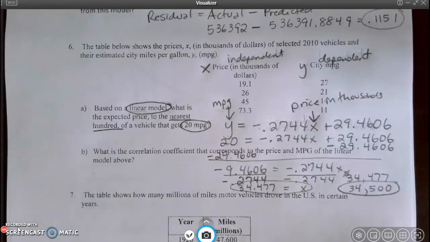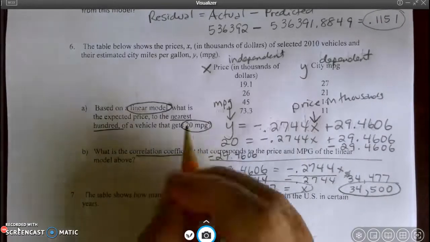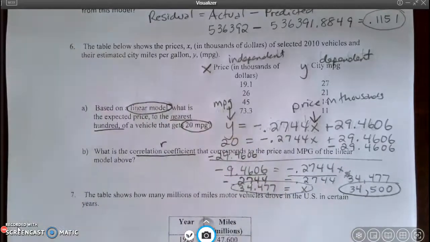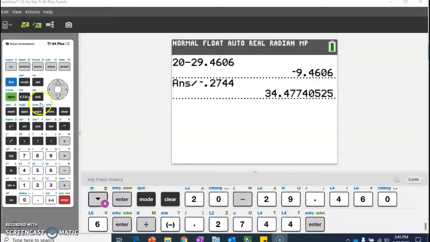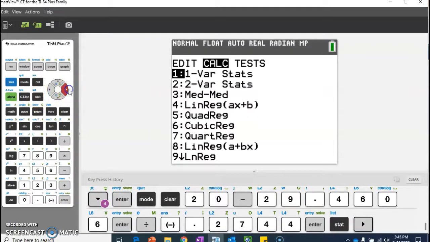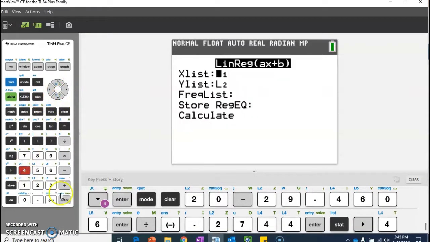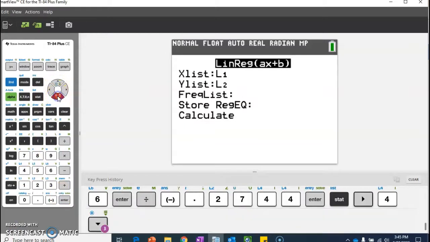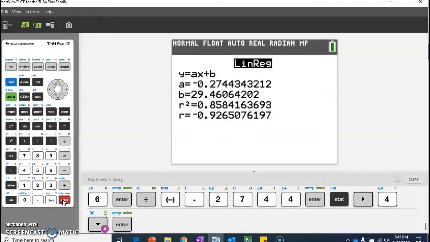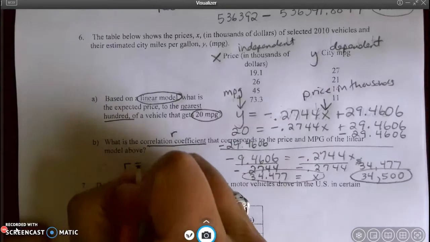All right. Part B, what is the correlation coefficient? To remember, correlation coefficient is R, that corresponds to the price and miles per gallon of the linear model above, which means I need to go back to my calculator, and go back to Stat and Calc, and go to where I found my linear regression model and get the R value, which is negative 0.93. So R equals negative 0.93.